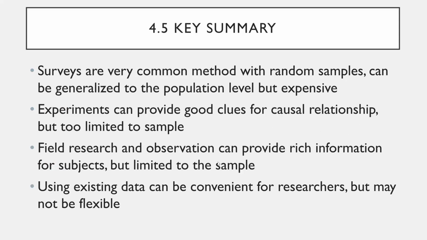So surveys are a very common method. With random samples, they can be generalized to the population, but they are very expensive and take a very long time. Experiments can provide good clues for causal relationships because the controls and settings are very tight, but as I told you, they are limited to small samples and very hard to generalize. And field research and observation can provide very rich information about the subjects. However, they are also limited to space and time and cannot be generalized to the public, I mean the population. And using existing data, I mean secondary data analysis, can be very convenient for researchers. However, using secondary data may not be very flexible for our purpose.